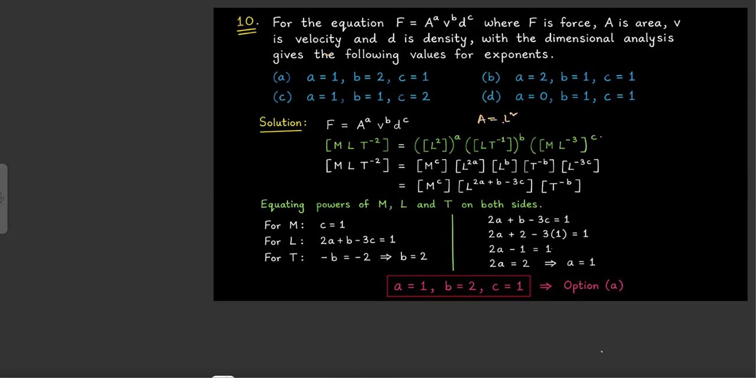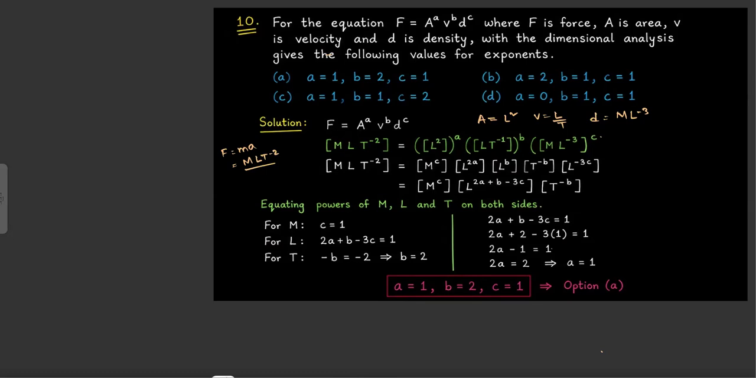Area has dimension length squared, velocity has dimension length per unit time, and density has dimension mass per unit volume. On the left hand side we write the dimension of force. Force is mass times acceleration. For mass we have M, and for acceleration we have L T to the power minus 2. Now you put the dimensions of force, area, velocity, and density, and you make an equation.